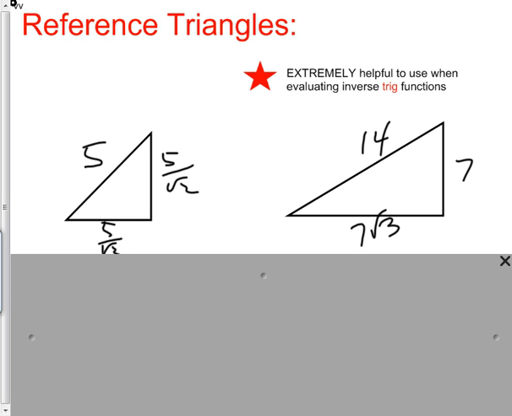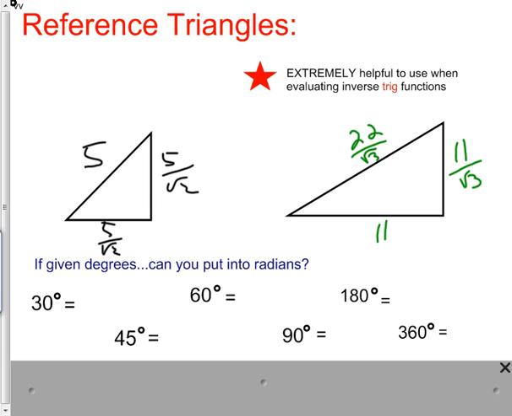All right. What if the side that has the root, that's the trickiest one, what if I made that 11? 11 over root 3 and 22 over root 3. Just double that other one. All right, good enough. How about these guys?